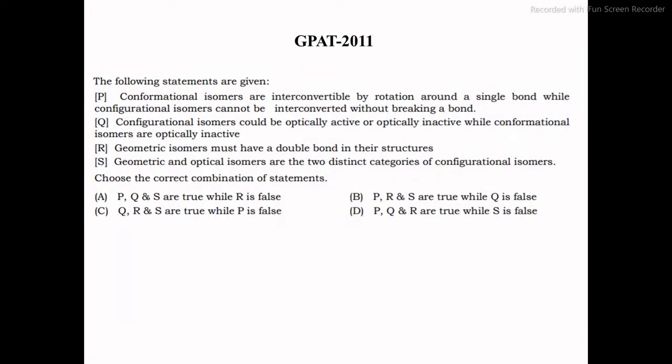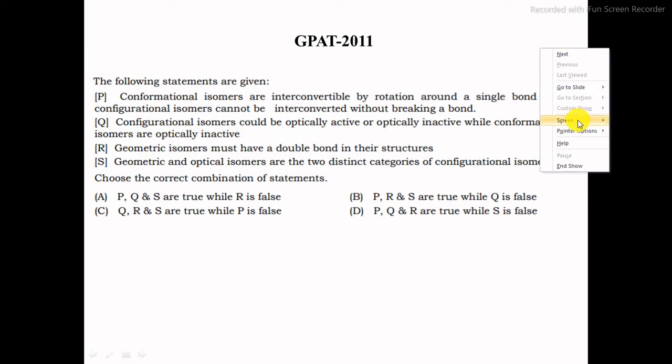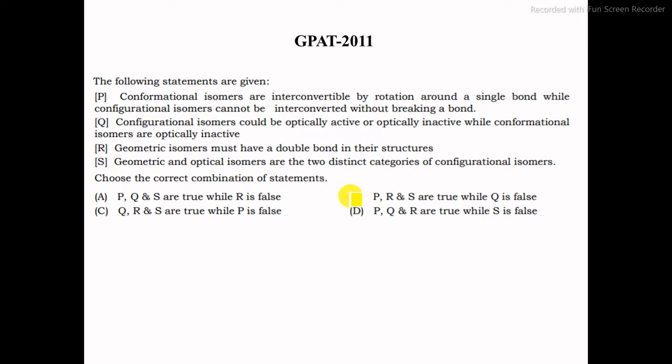Now coming to the third question. The following statements are given. This is a theoretical question. Among the options, statement Q is: configurational isomers could be optically active or optically inactive, while conformational isomers are optically inactive. Here it is not true, because conformational isomers are optically active. So option B is the right option here because it indicates that Q is false.